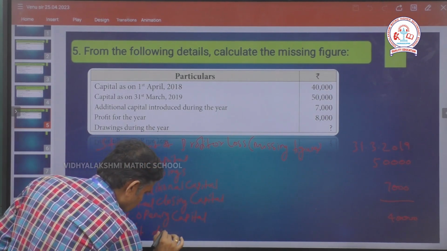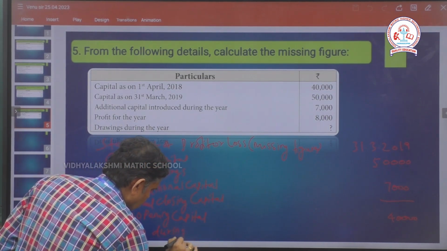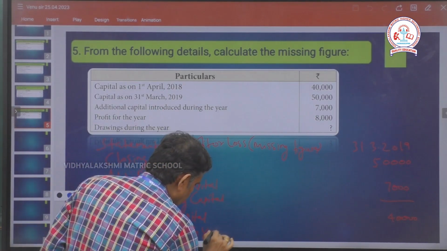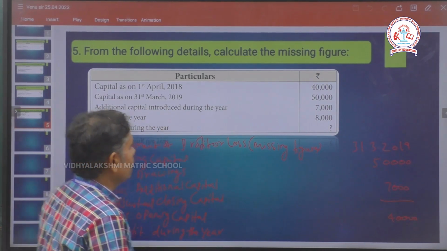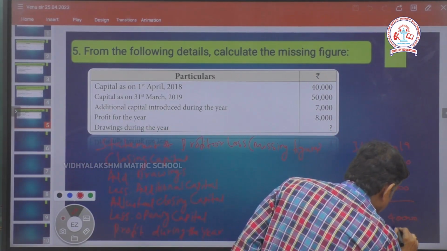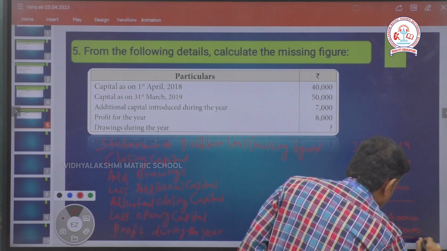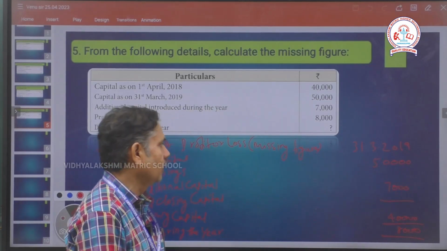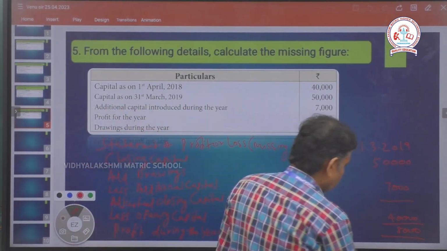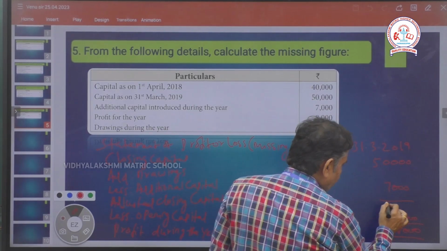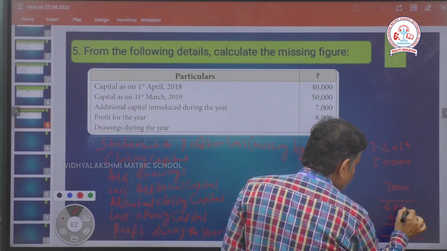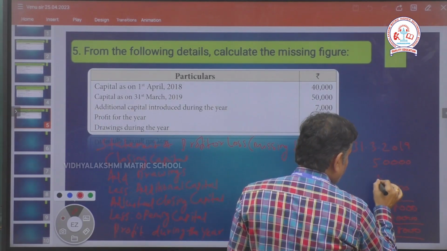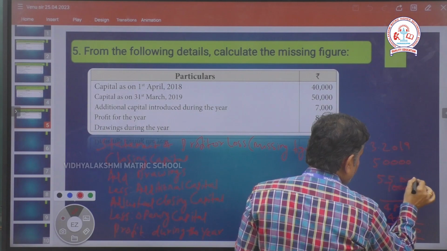Profit during the year. What is the value that is given? 8,000. Right. So, finally find out the answer, 8,000 profit. Now we'll check it out. How to value? 8,000 plus 40, 48,000. Then 48,000 plus 7,000, 55,000.